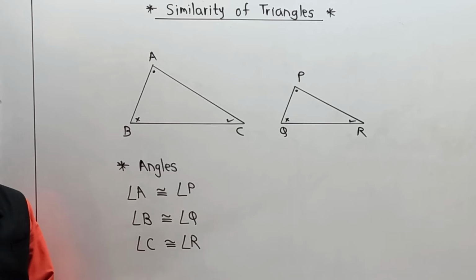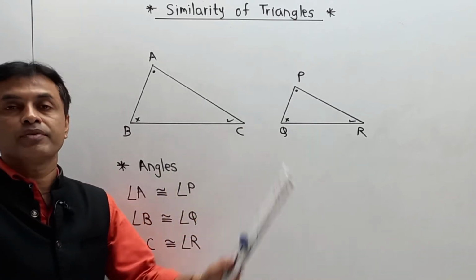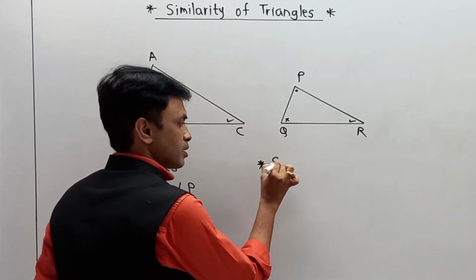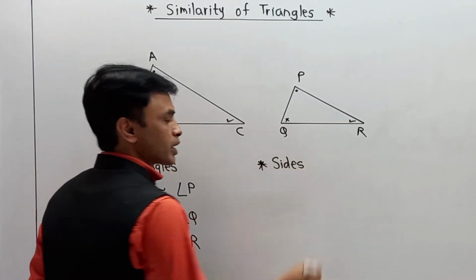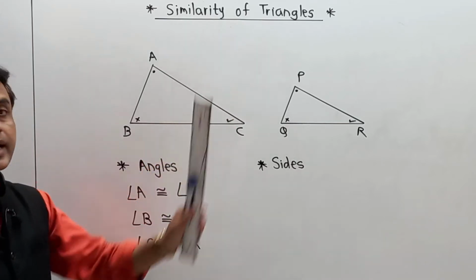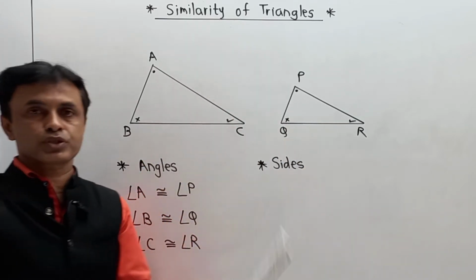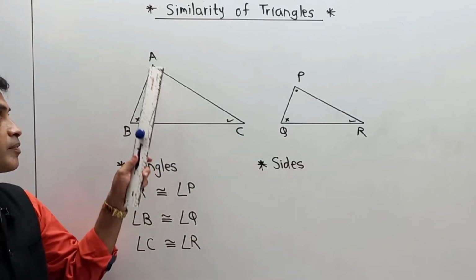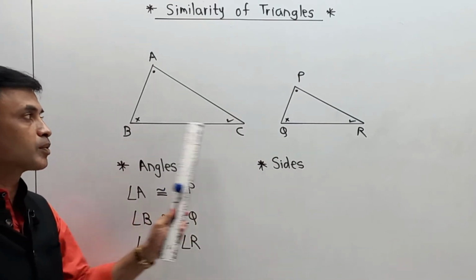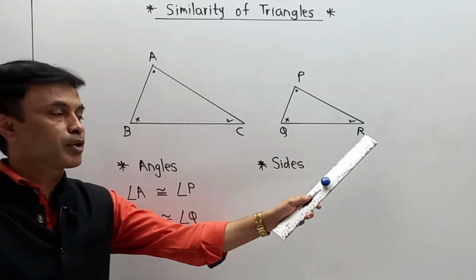Now the part for sides. Remember, after angles, we are going to discuss sides. If you take the example of congruent triangles, then the sides are equal. But in similar triangles, the condition is different. Their sides are in proportion. What does it mean? If I take the ratio of AB upon PQ, that is exactly equal to BC upon QR, and that is exactly equal to AC upon PR.